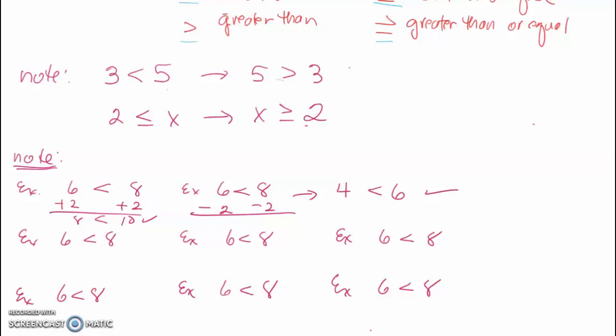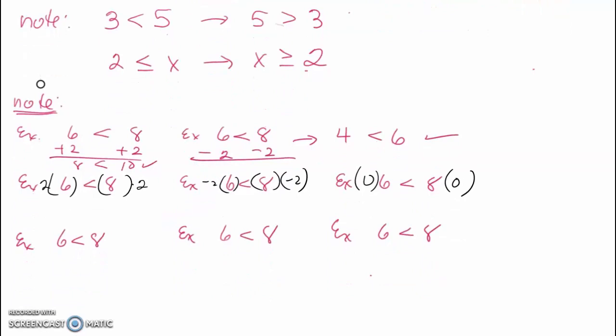Well, let's try multiplication. Let me try it in a different color so you can see. Let me multiply this by 2 and this by 2. So I'm now taking an inequality, I'm multiplying by a positive number, and in this case I'm going to multiply by a negative number. And in the third case I'm going to multiply by 0. So let's see which ones of these are true. Okay, so in this case 12 is less than 16. That's still true. Let's look at the next example.